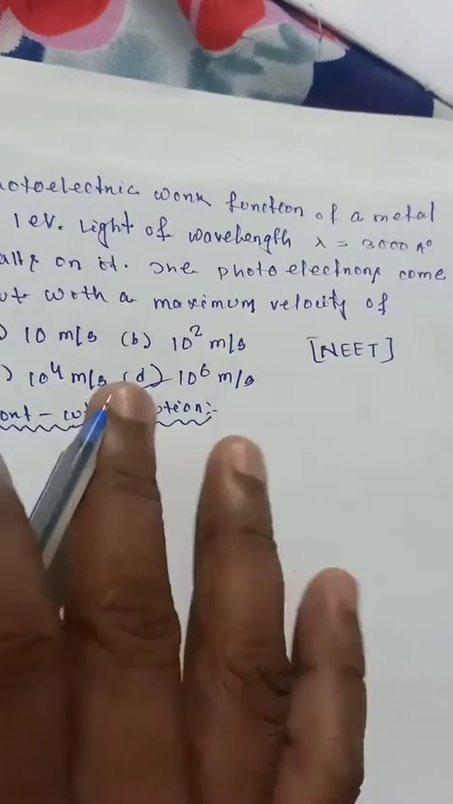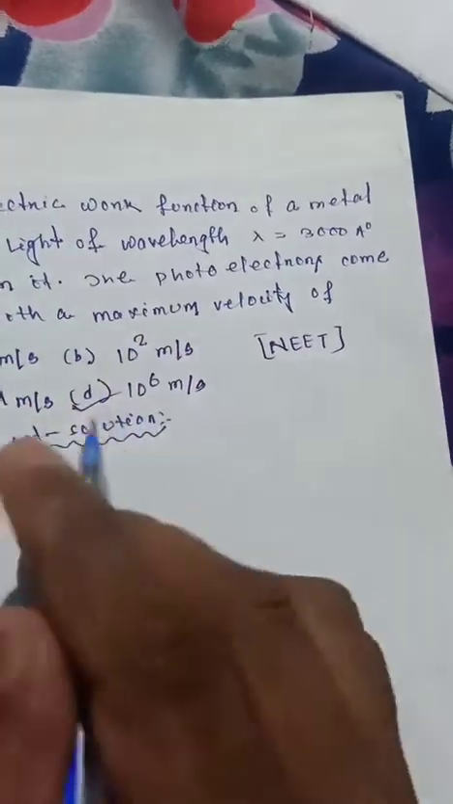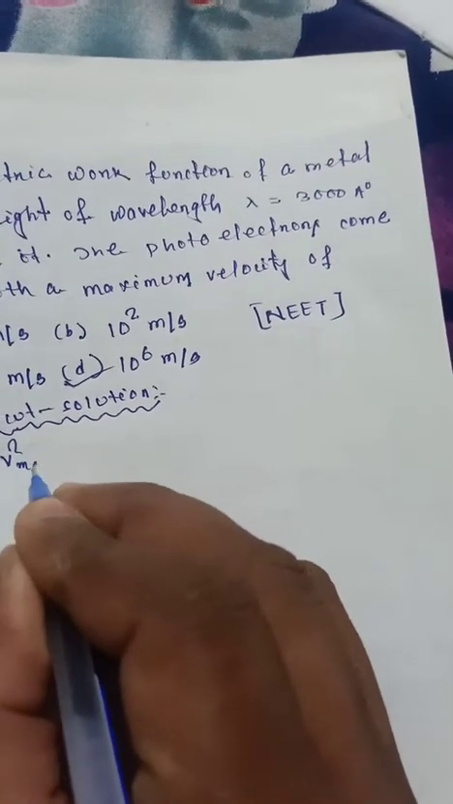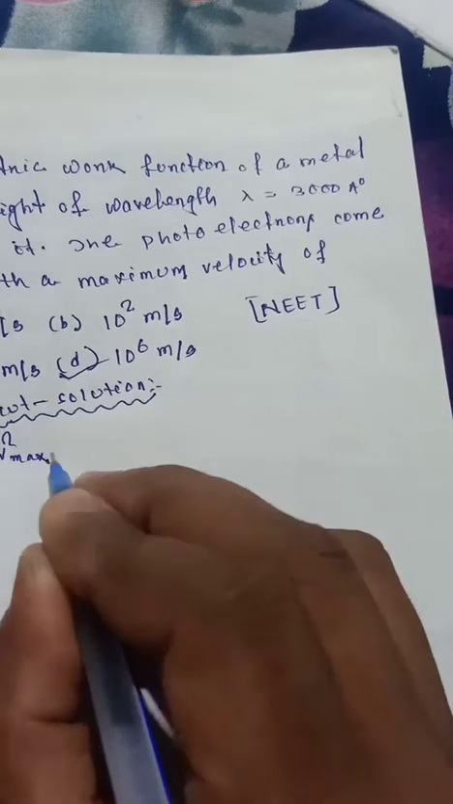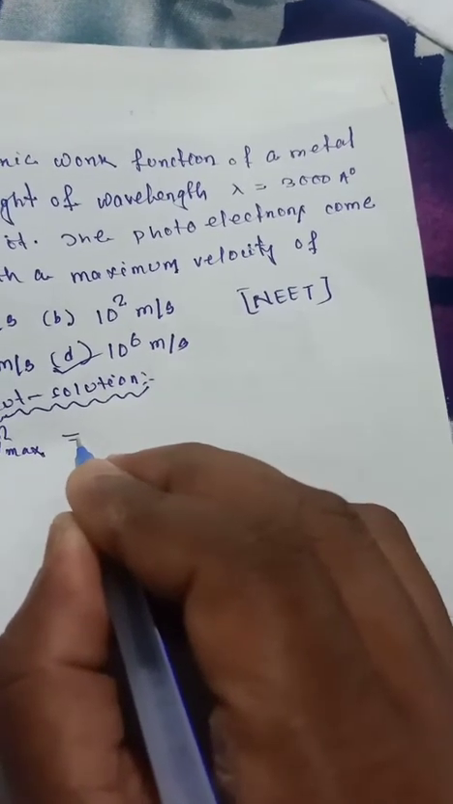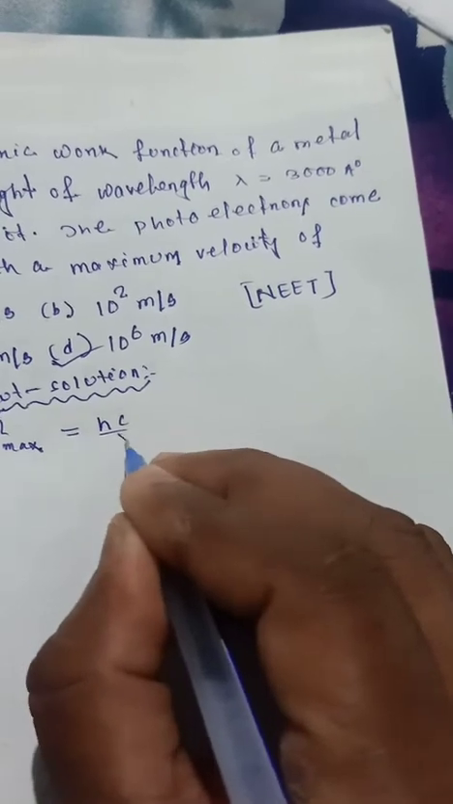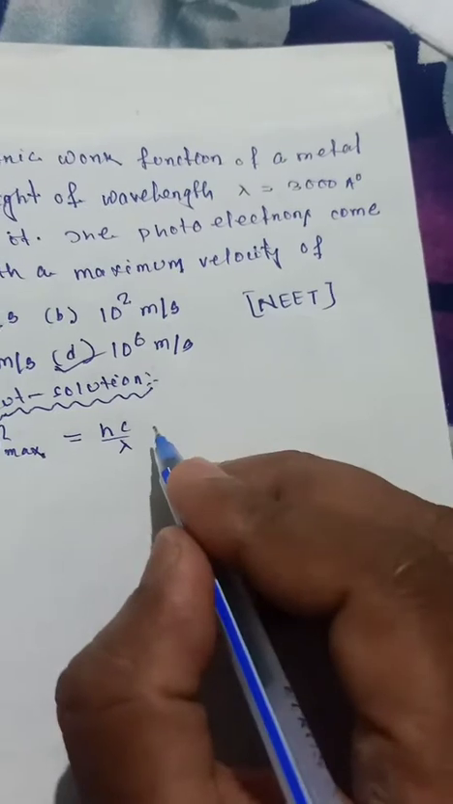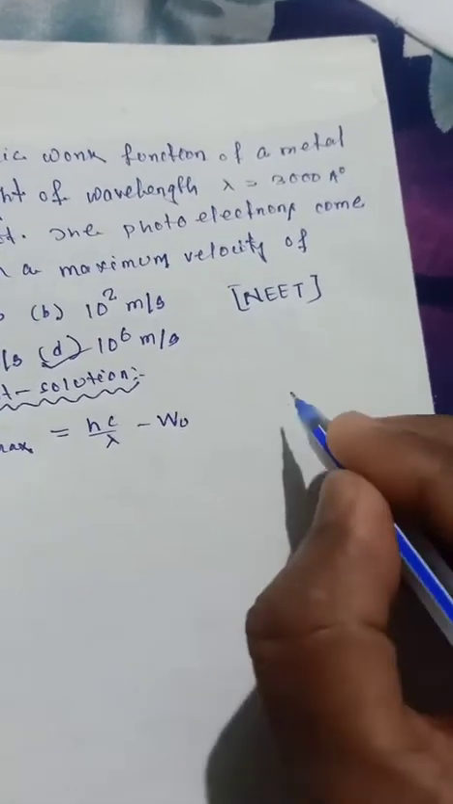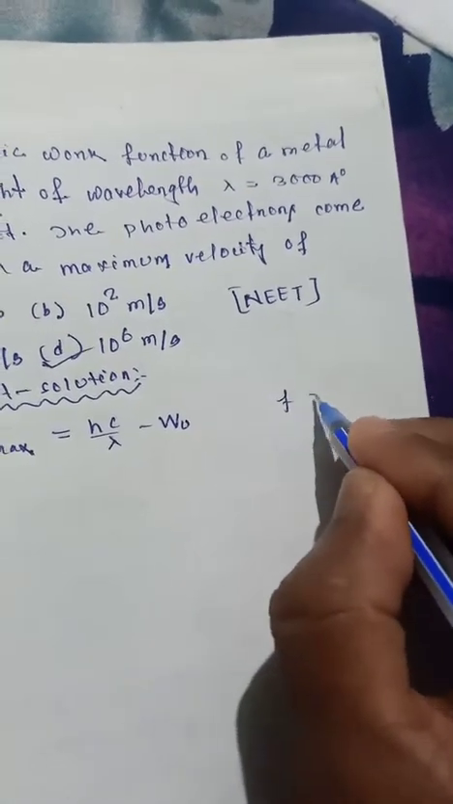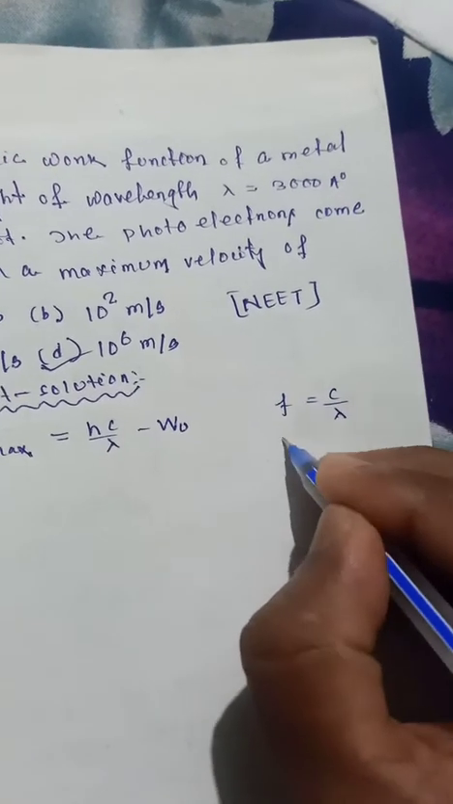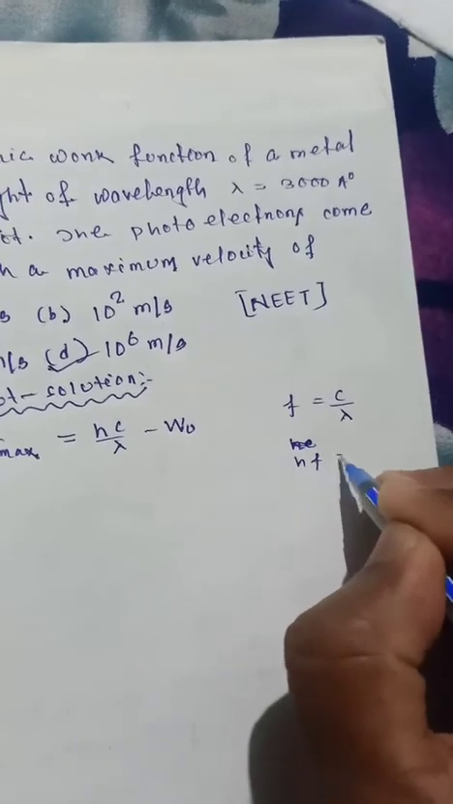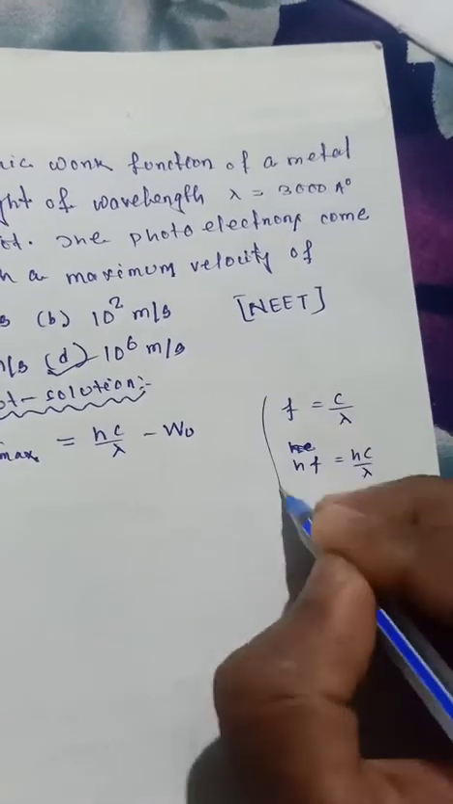So we know that the maximum kinetic energy, half mv square, is equal to the total energy, hf, where f is equal to c by lambda, minus the work function. So here f is equal to c by lambda, so hf is equal to hc by lambda.